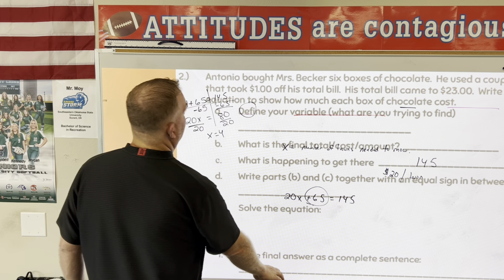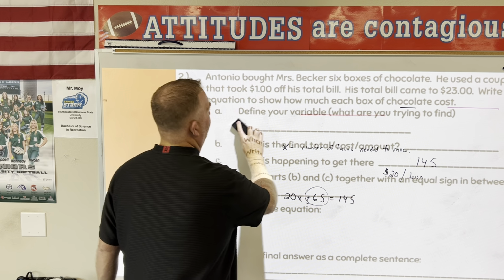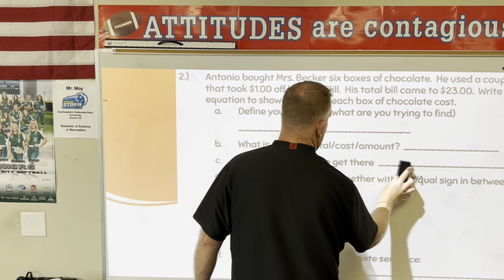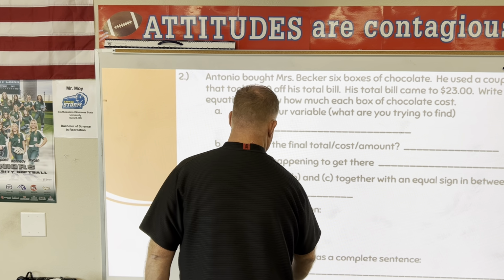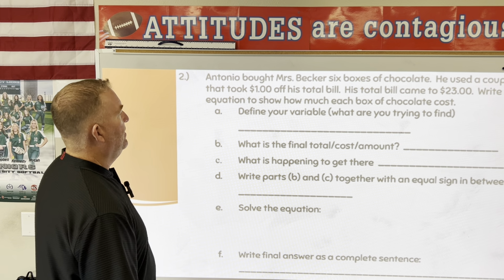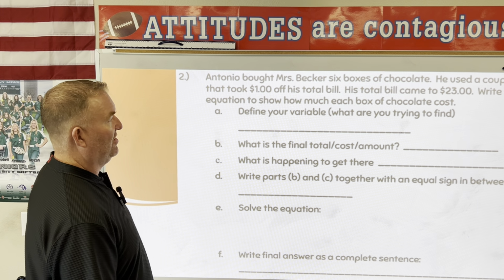Antonio bought Miss Becker 6 boxes of chocolate. He used a coupon that took $1 off of his total bill. Okay, so hold on. If it's $1 off, is that going to be adding or subtracting? Subtracting. He took away $1. Okay, so let's just hear it out. His total bill comes to $23. Write an equation to show how much each box of chocolate cost.